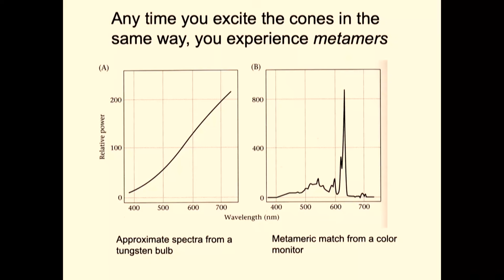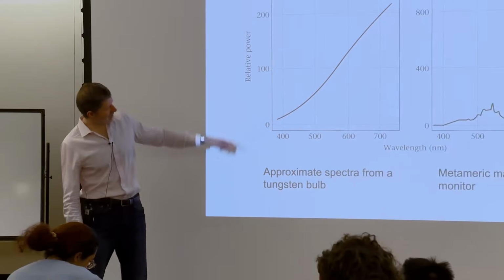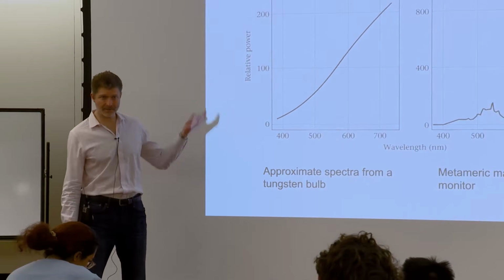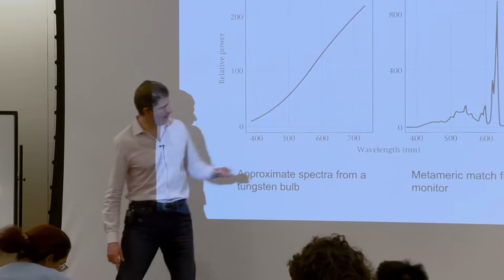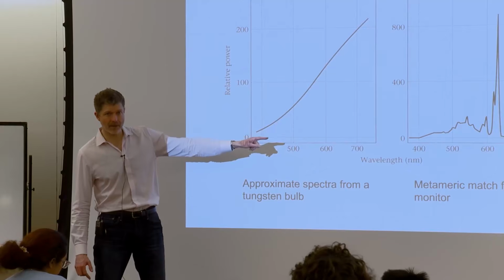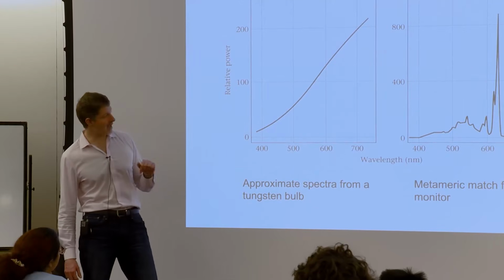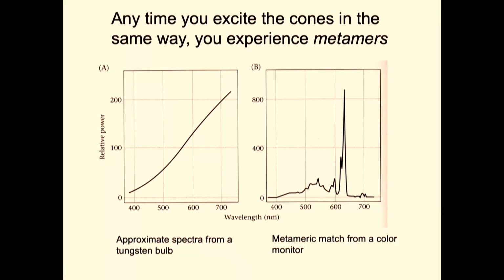Okay? And so in the case of color, anytime you excite the cones in the same way, you experience metamers. So these are two examples. These are two spectra. So power versus wavelength, they're physically distinct. This is the approximate spectrum from a tungsten light bulb, kind of light bulb we used to all have in our houses. This is a metameric match from a color monitor. Okay, so this is a physically distinct spectrum that produces the same cone responses and would look exactly the same to a human viewing it.